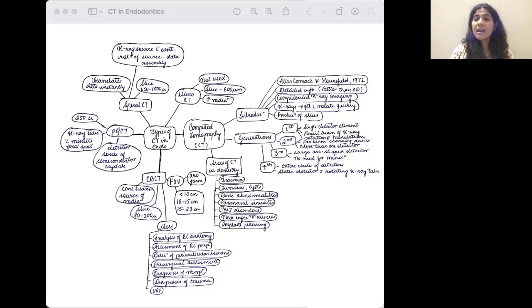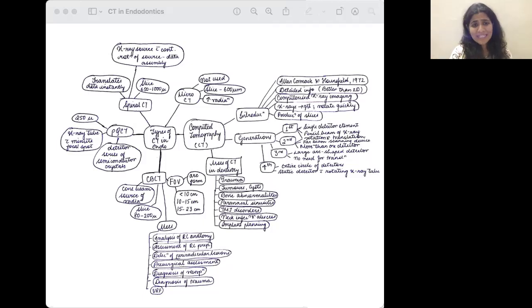The third is a large arc-shaped detector. There is no need for translation in the third generation, and only rotation happens in this particular generation. And in the fourth generation, there is an entire circle of detectors, and a static detector is present with a rotating X-ray tube. So in the first, second, and third generations of computed tomography devices, it is the X-ray source that rotates. However, in the fourth generation, it is the reverse.